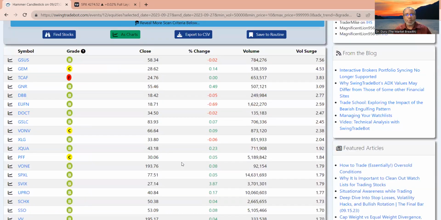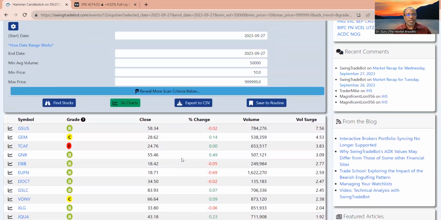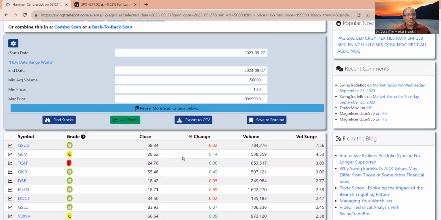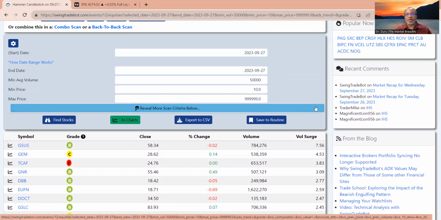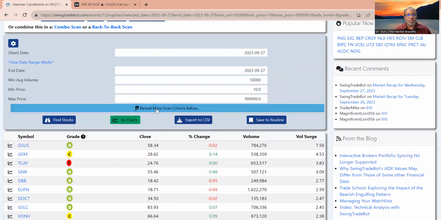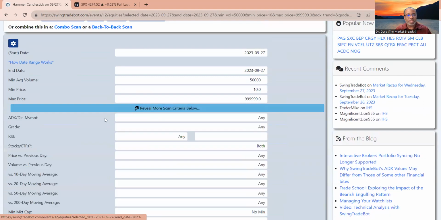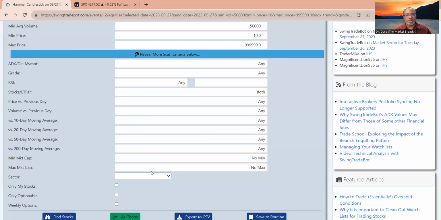That's manageable. Now, one thing I want to make sure of is that I don't catch ETFs. I'm not really interested in ETFs right now. I want to look at individual stocks. Note here, this is something that I've been overlooking for a while. This blue bar shows you additional filter criteria. It says reveal more scan criteria below. It's not below the bar, but you click the bar and then you see the filter criteria below.